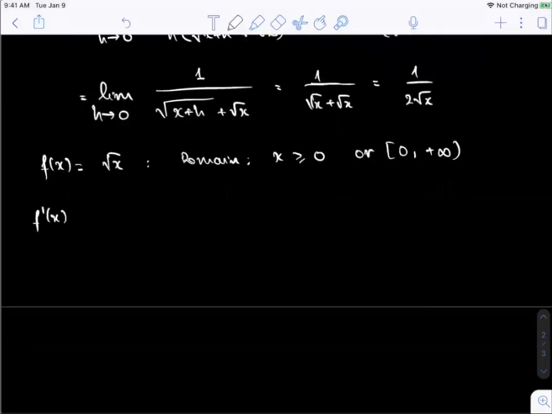For the derivative, f'(x) is 1 over 2 times square root of x. You also have a square root of x, but the square root of x is now in the denominator. The square root of x is greater than or equal to 0, but it's in the denominator, so you do not want to include 0 in your domain. So you can see the difference between the domain of the function and the domain of the derivative.